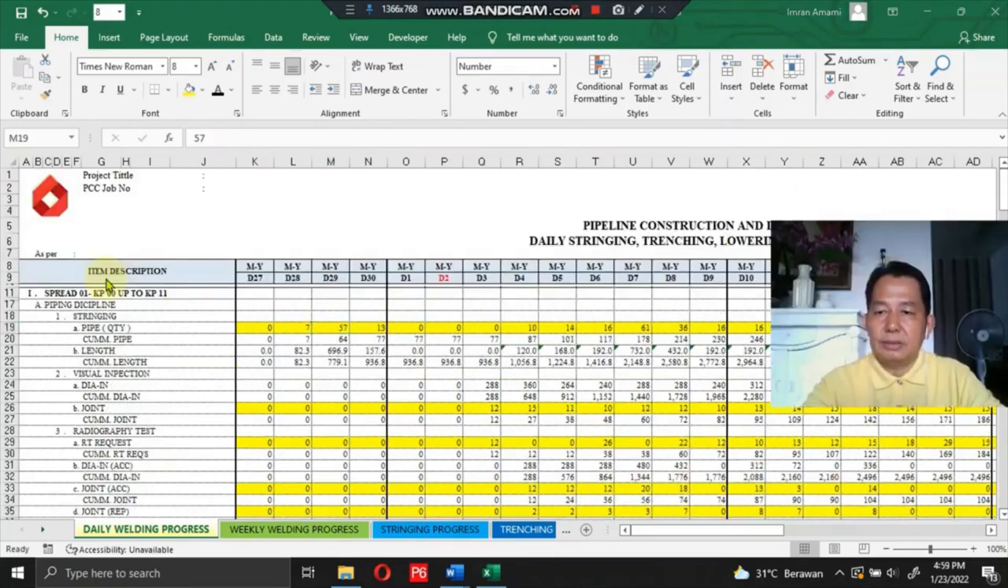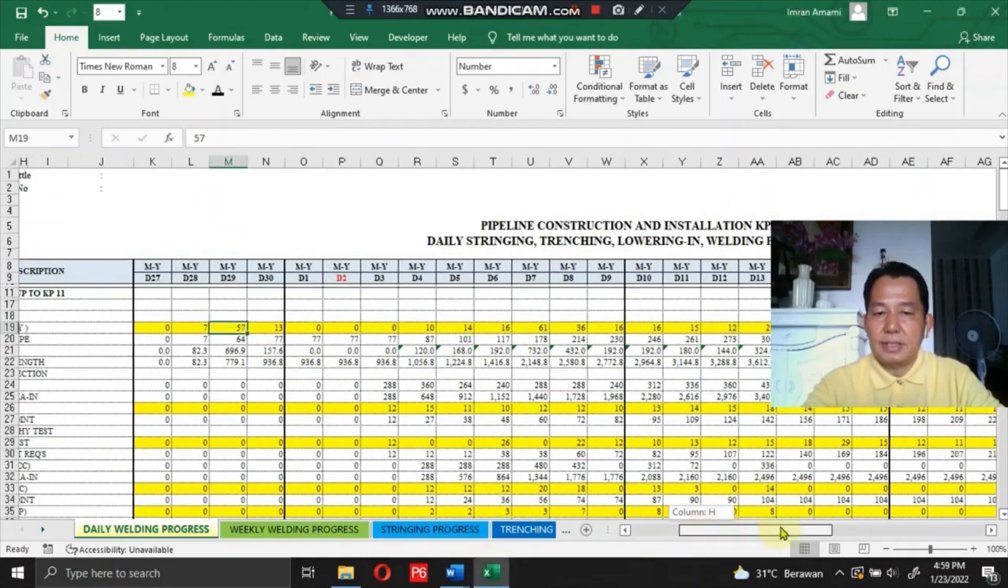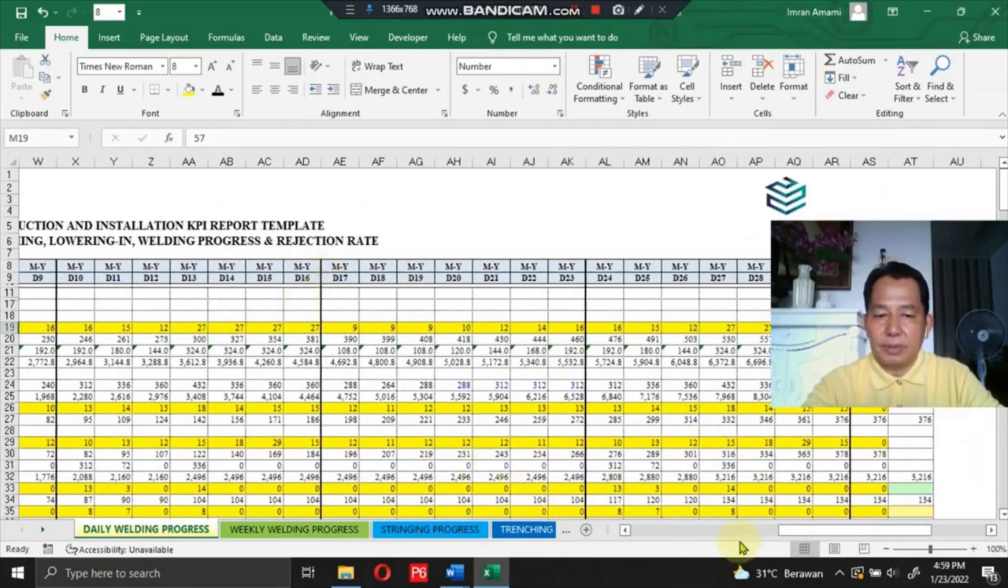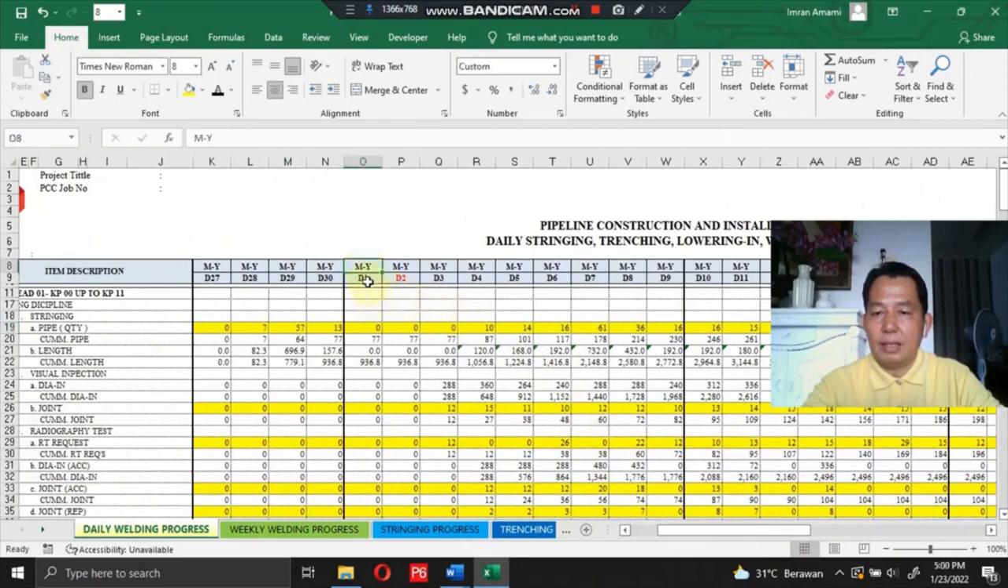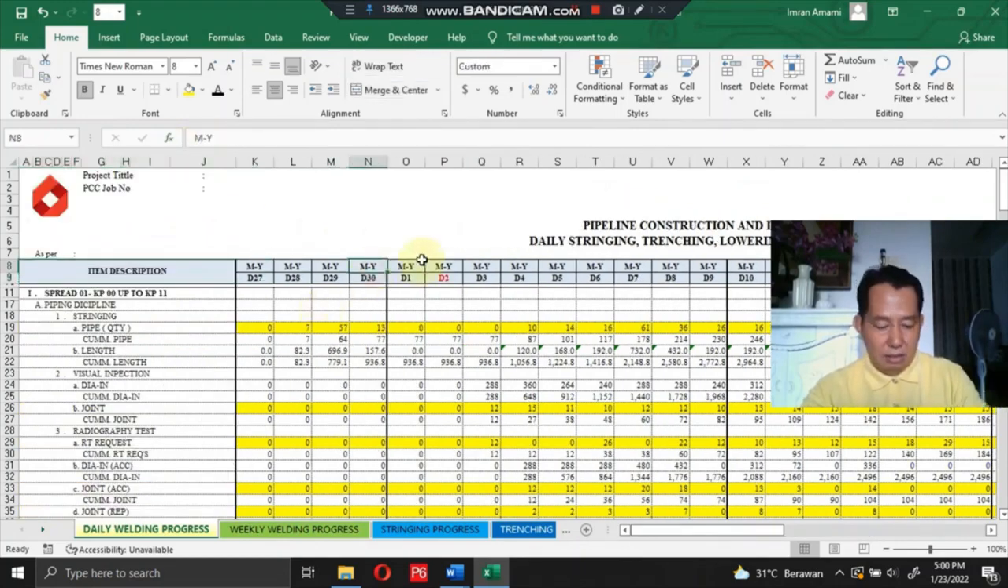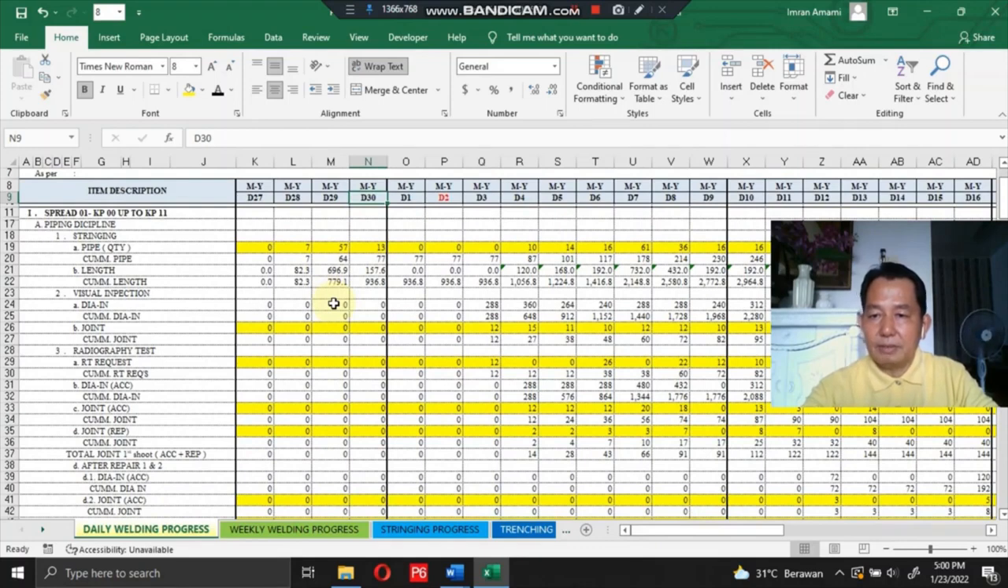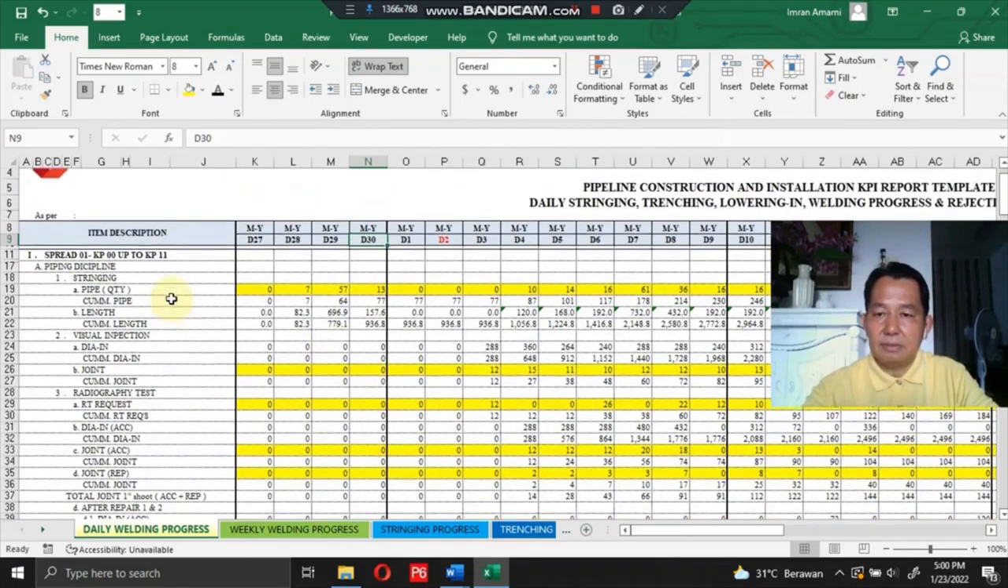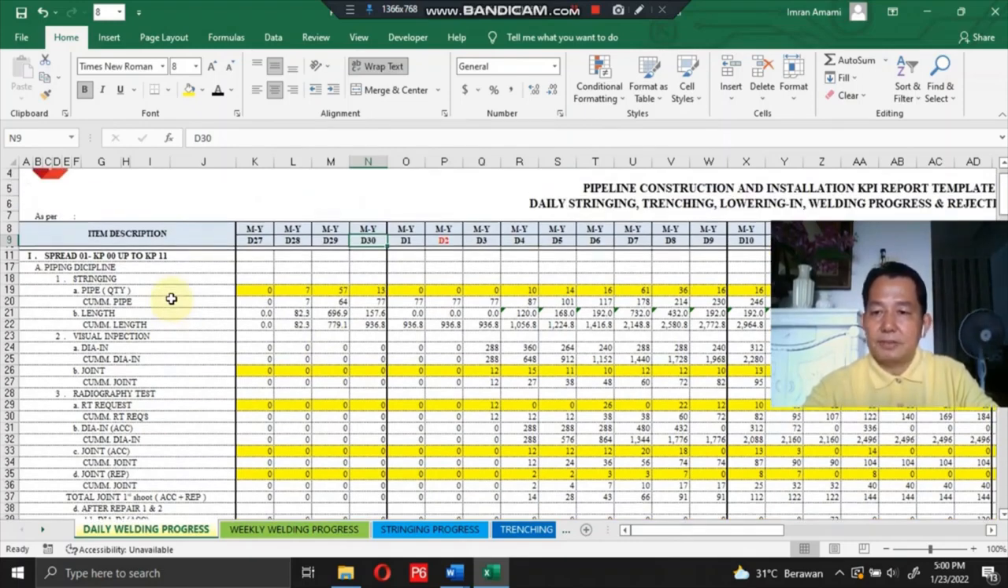Before we discuss it in more detail, this report template is for a one-month progress report. You can see MY and T1 here. MY stands for month and year; you can adjust this cell to your project's nature. D1 means day one, and you can check until day 30. The section D27, D28, D29, D30 is for the previous month. You can ignore it, but we just display this for sample purposes only.